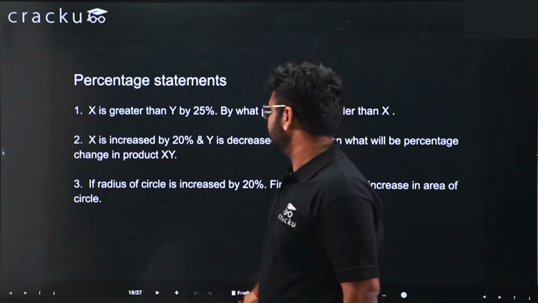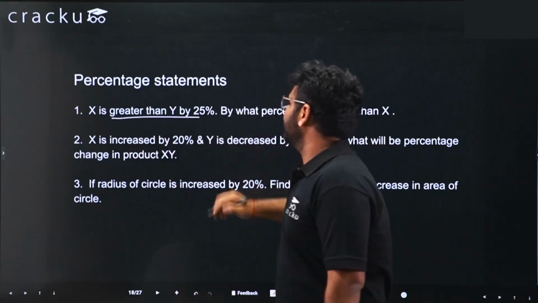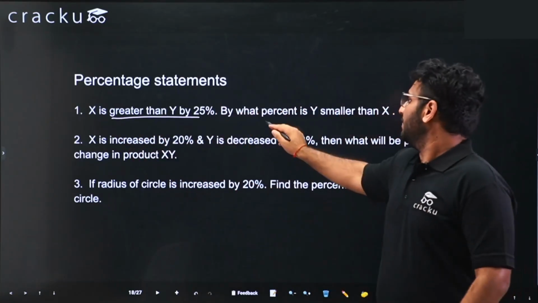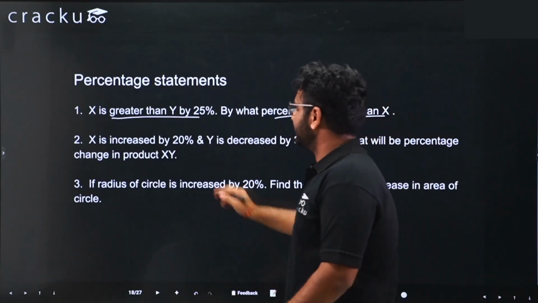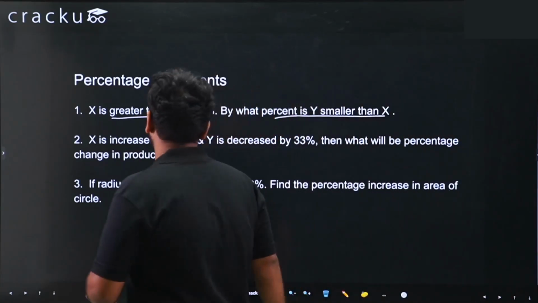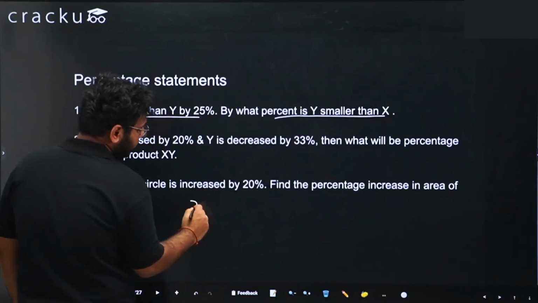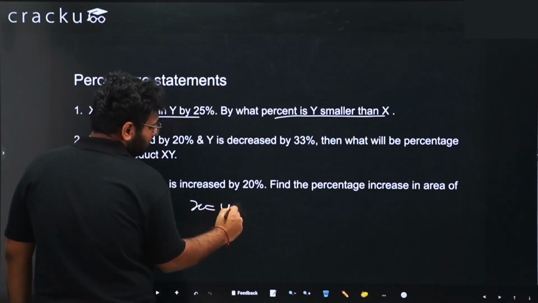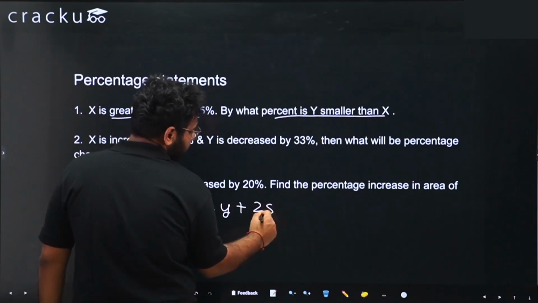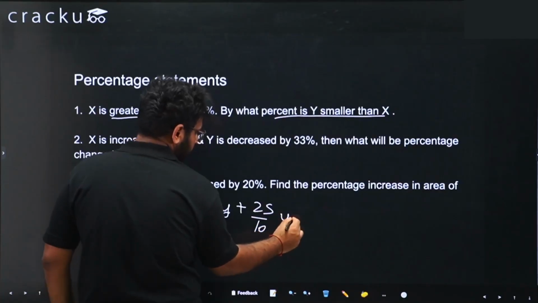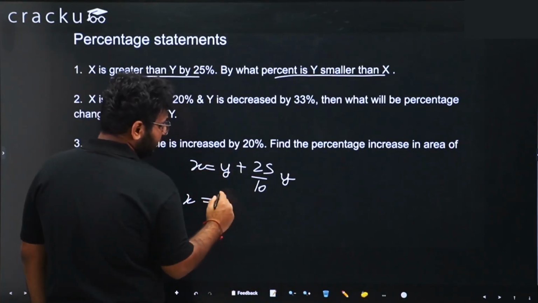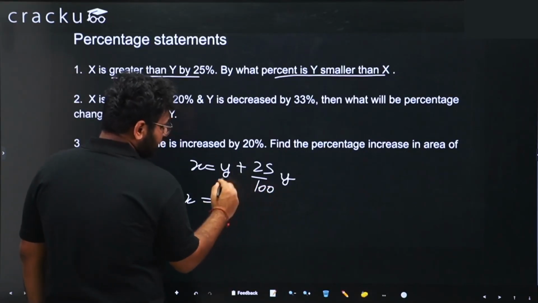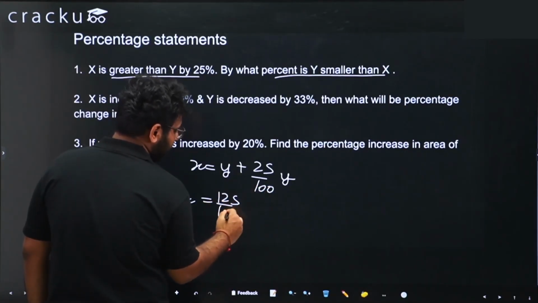So the question is, X is greater than Y by 25%. By what percent is Y smaller than X? It is given that X is greater than Y by 25%. So X is equal to Y plus 25% of Y. So X will be equal to 125 by 100 Y.